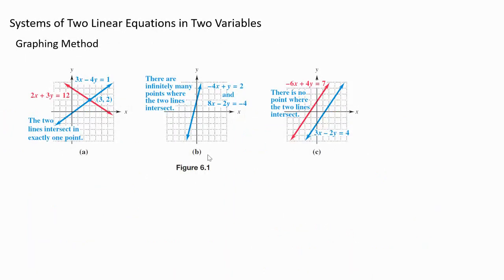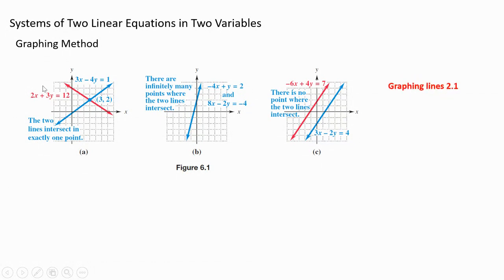Okay, now we're gonna solve by graphing. So this is a graphing method. For example, here on the left side you have 2x plus 3y equals 12. So here we're gonna have two equations: 2x plus 3y equals 12 and 3x minus 4y equals 1. If you graph it, you see here's where they intersect at this point. If they have an intersection, it means there's only one solution. So the solution will be (3, 2).